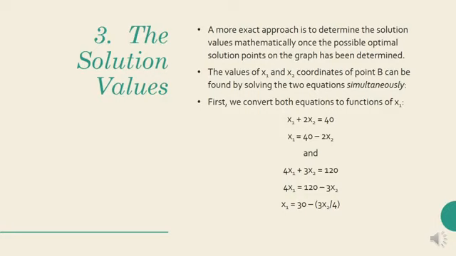Kaya nakuha mo doon, 120 divided by 4 is 30. Okay, negative 3x2 divided by 4. Kaya nakuha natin yung minus 3x2 divided by 4. So, parehas na nating nakuha kung ano yung x1. Okay, sa magkabilang equation.